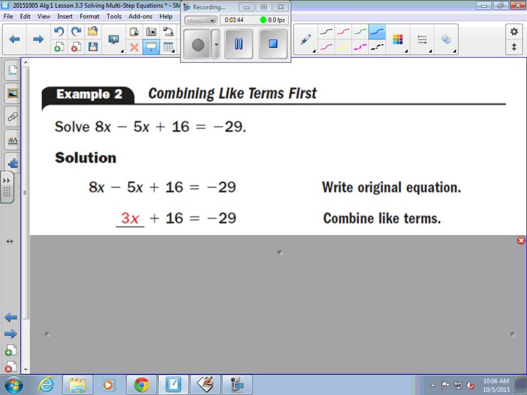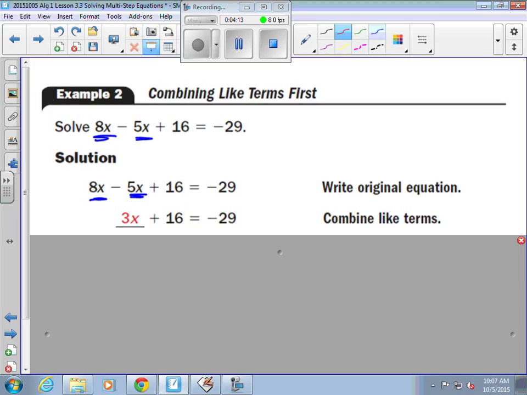Example number 2 is combining like terms first. Before you even look at moving anything across the equal sign, you have to make sure each side, the left side and the right side, is completely simplified. You have 8x minus 5x plus 16. You can put 8x and minus 5x together, and when you do that, you get 3x. So now you have 3x plus 16 is equal to negative 29.